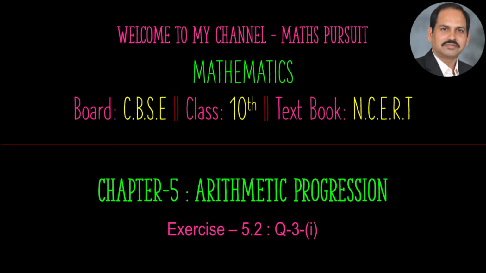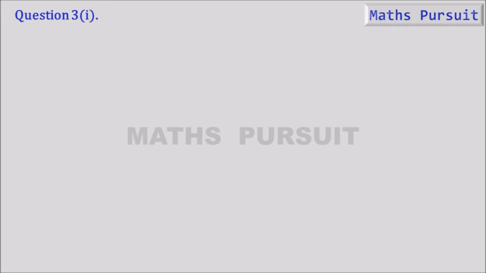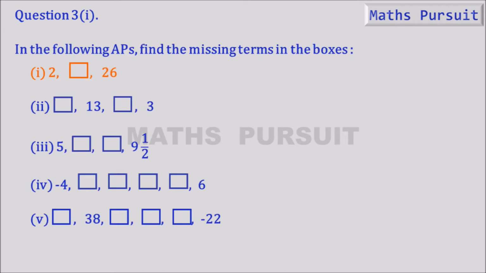Today we are going to look into Exercise 5.2, Question 3 (i) from Chapter 5, called Arithmetic Progression. So let's see what exactly is given in Question 3 (i). It is given that in the following APs, find the missing terms in the boxes, and the given sequence is 2, blank box, 26. So there are three items they have given, out of which one is blank.